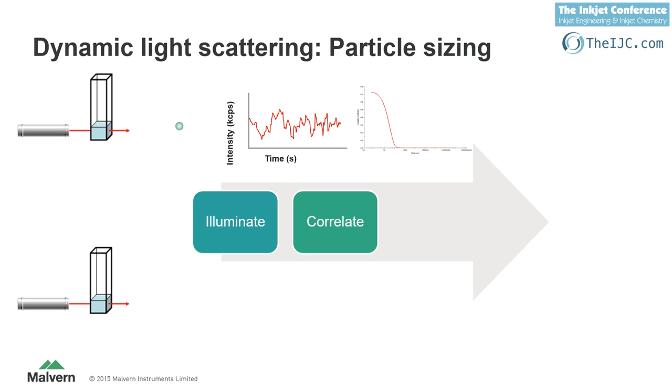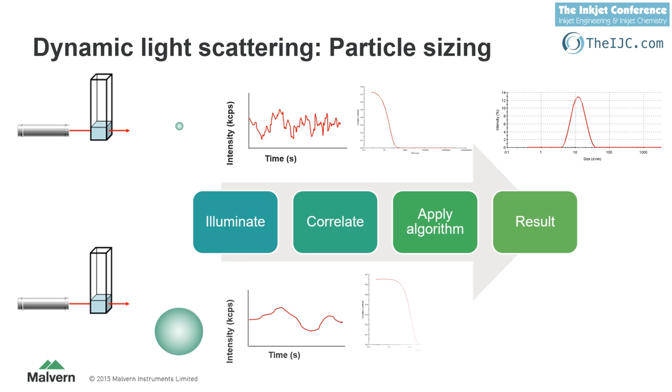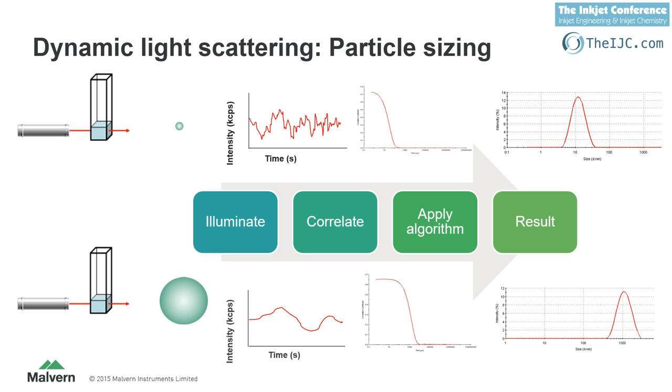And that gives us a correlation coefficient. So when the signal looks very similar to itself, we have a correlation of 1. When it looks very different, it goes down to 0. So the faster that decays, the smaller the particle size. And we apply algorithms to that decay in order to measure the size distribution.